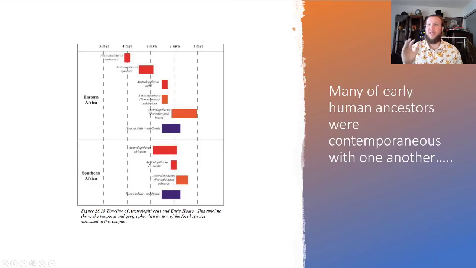So this shows that many of our early human ancestors were contemporaneous, okay? So we have a timeline, and as you can see, there is a lot of overlap, especially when you get from Afarensis through to Boisei here, and so you can see Habilis existed at the same time, right? So they're all contemporaneous with each other, okay?